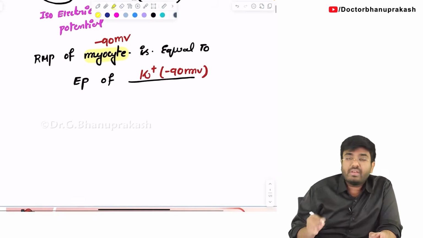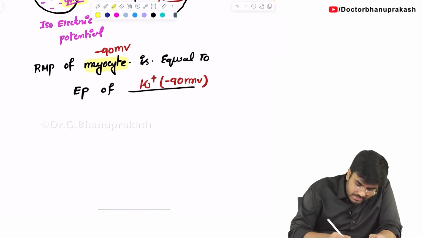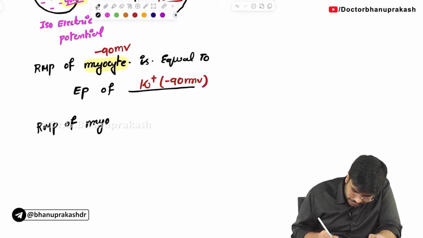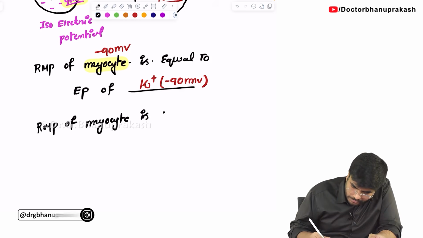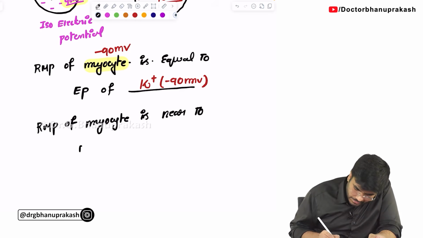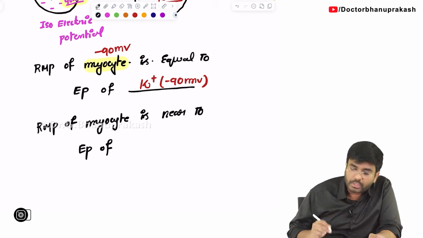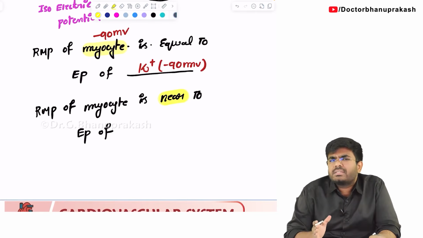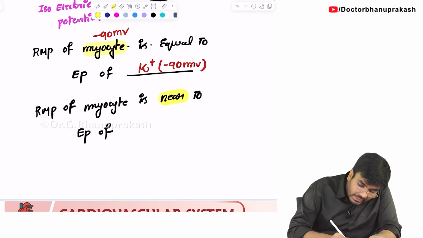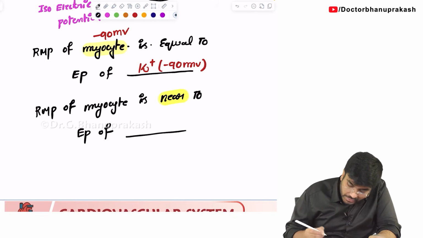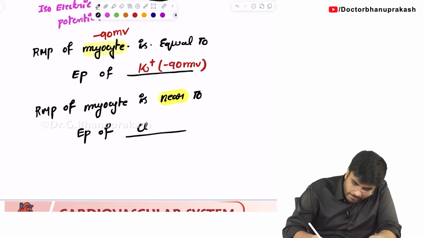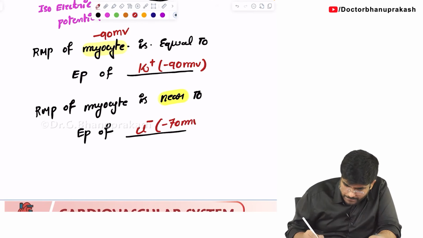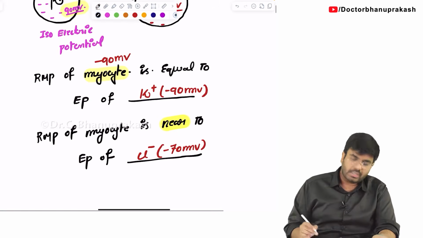Now in one of the exams, the examiner played a trick. Look at this: resting membrane potential of myocyte is near to the equilibrium potential of dash. They are not asking exactly equal. Near to means minus 90 is something near to minus 70. So it's near to the equilibrium potential of chloride. How much is the chloride value? Minus 70 millivolts, something like this. So this is how you can expect an MCQ.